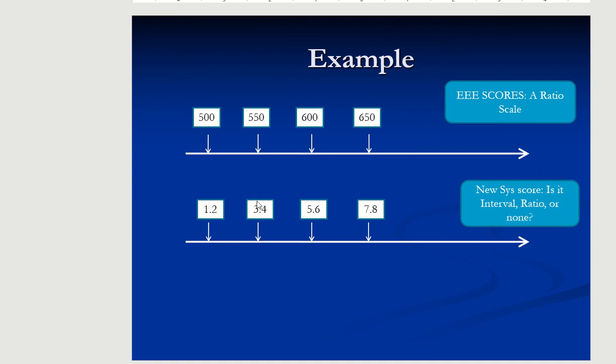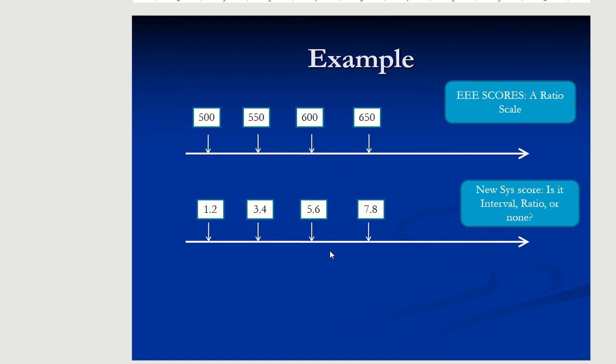And going from 1.2 to 3.4, that's a difference of 2.4, right? Okay. From 3.4 to 5.6, is it also 2.4? And the answer is yes. What about 5.6 to 7.8? Is the distance also 2.4? And the answer is yes. Therefore, this new scale is an interval scale because the interval was kept.